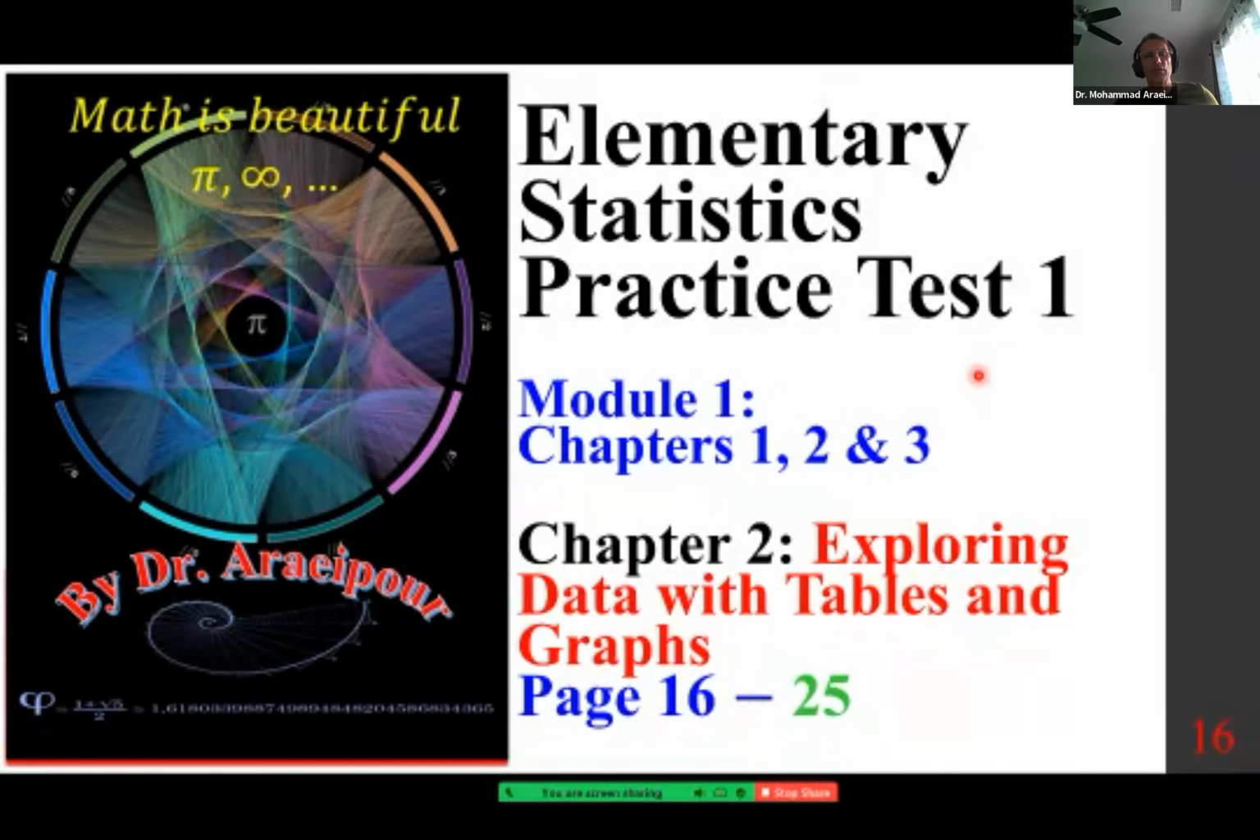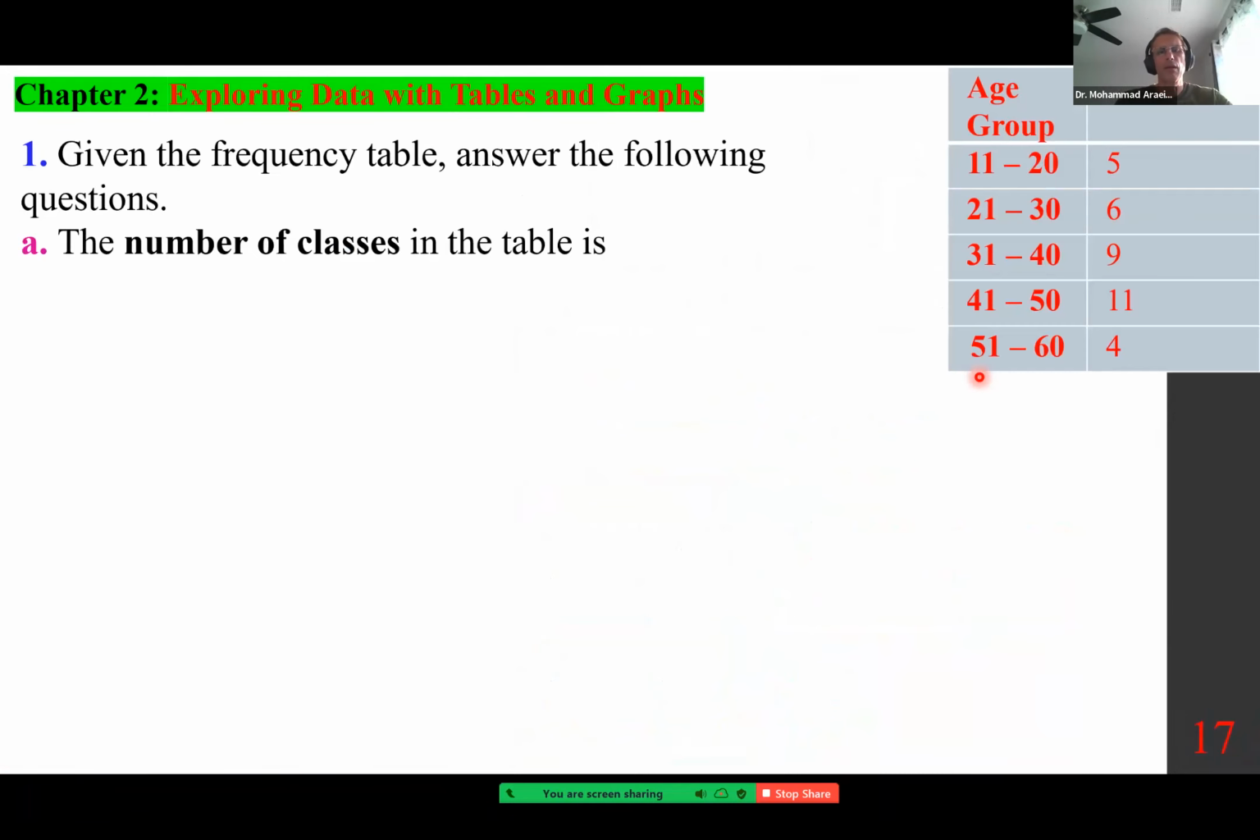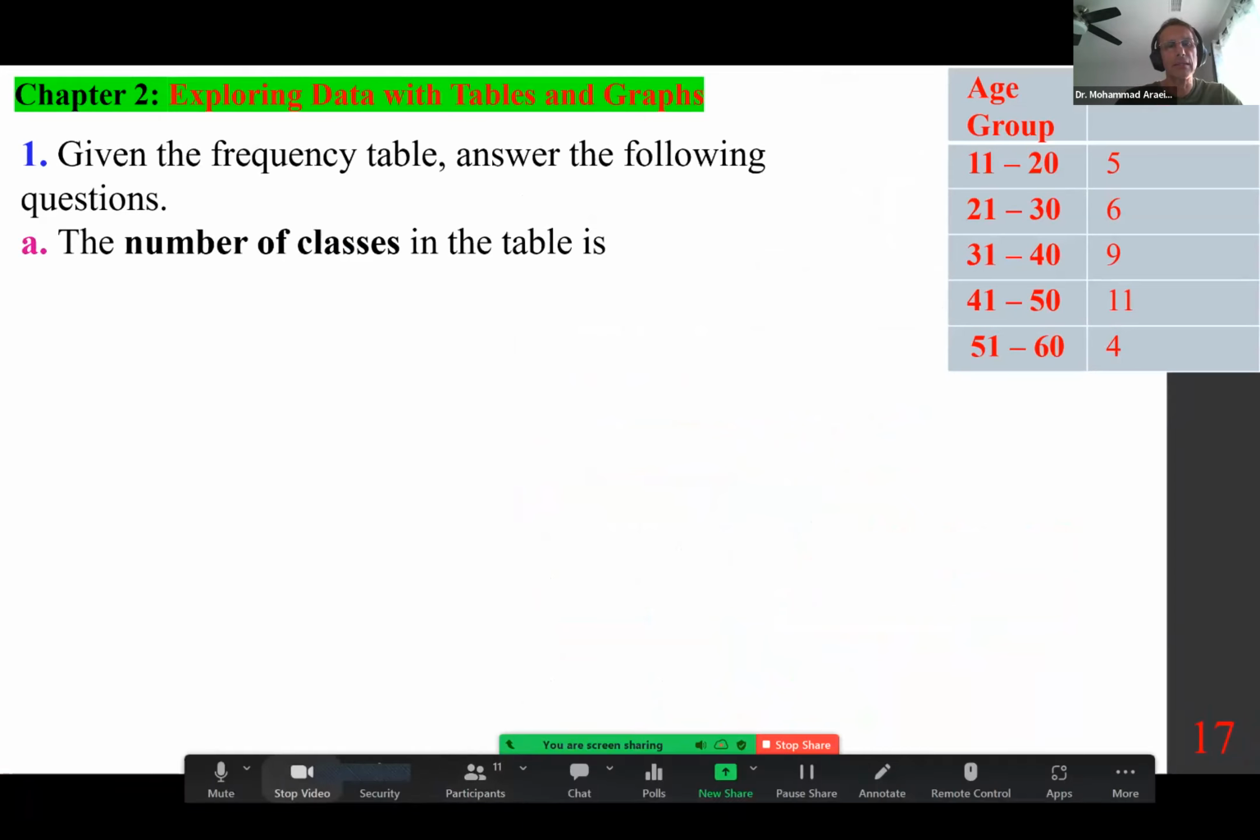Module 1, which covers chapters 1 to 3. Here's chapter 2, exploring data with tables and graphs. So given the frequency table, answer the following questions, starting with the number of classes in this table.